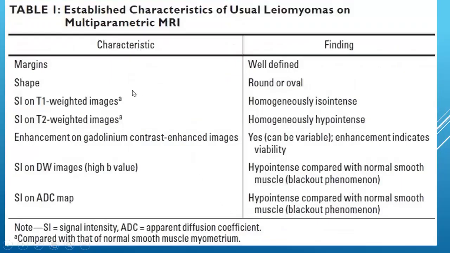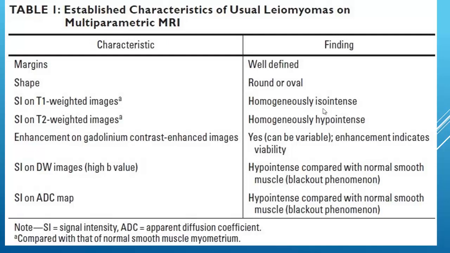The established characteristics of the usual leiomyomas on multiparametric MRI: its margins are usually well defined, as in the first two cases we have seen. The shape is round or oval. The signal intensity on T1 is homogeneously iso-intense, and on T2 it is homogeneously hypo-intense to the uterus, so it is hypo in T1 and hypo in T2. Enhancement on gadolinium contrast images can be variable.